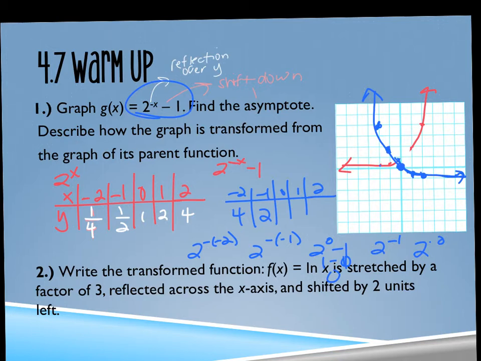Like I said yesterday, you're not actually going to be physically graphing that on the test, but you should be able to look at that function and describe the transformations. So if I gave you f of x equals 2 to the -x minus 1, you would need to describe to me that that's reflected over the y-axis and then shifted down 1 place. Okay. Questions? So the graphing is not on the test.